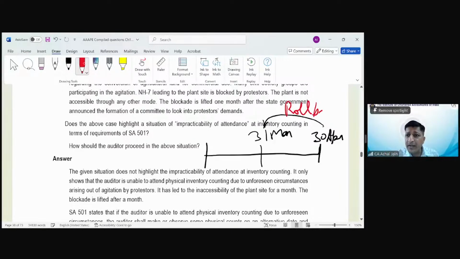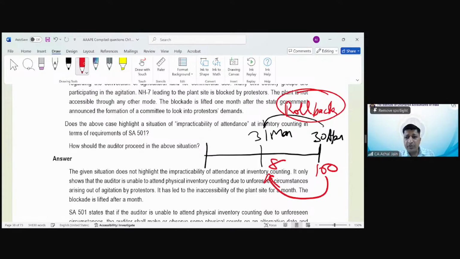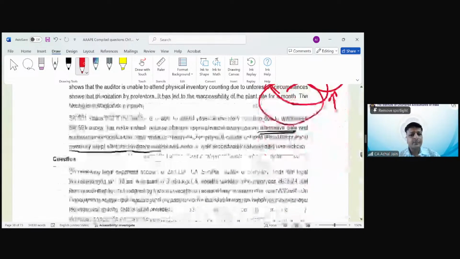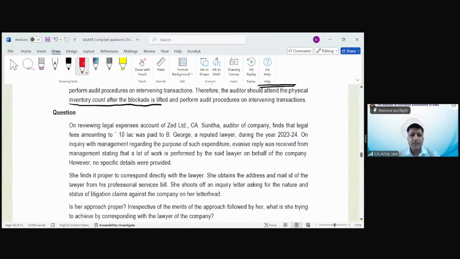Who will do this rollback? Management will do this. Auditor will have to verify that starting from, let's suppose the inventory was 100. If you roll back, let's suppose you get 80. Okay, so if you get the comfort on 100, then you get the comfort on 80. Why? Because 100 you have physically verified, and for this 80 you will check the procedures for the difference between 80 and 100. Okay. Next.